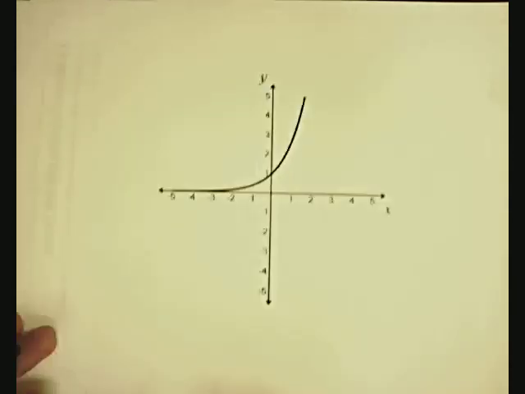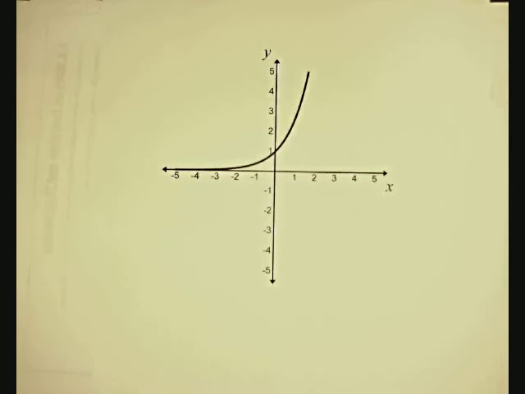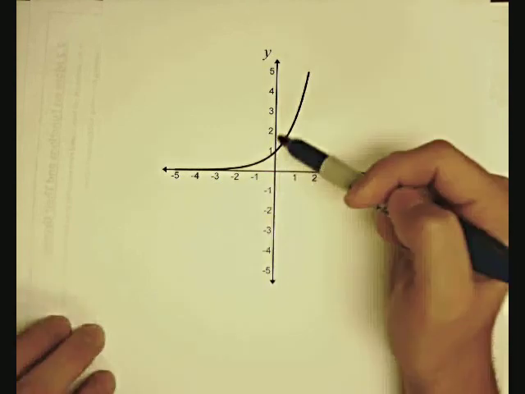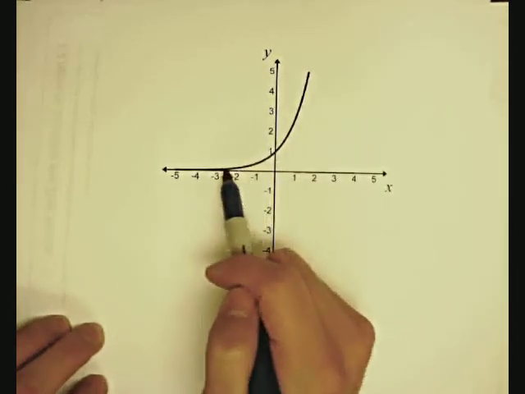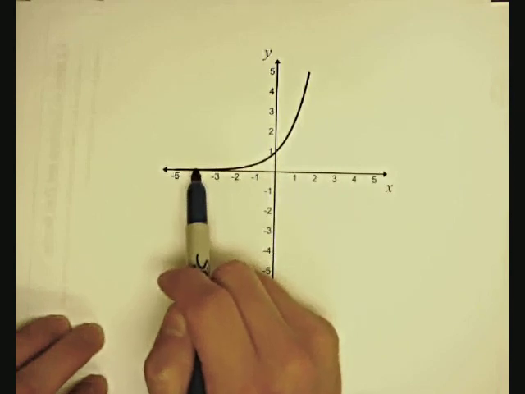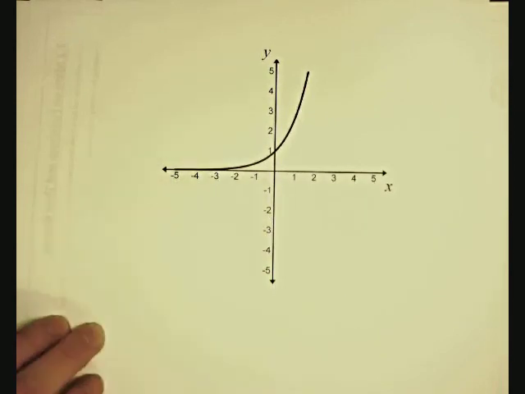In example 1b, you have this function. And again, the idea is you want to determine, are there any places that we can draw a horizontal line and hit this graph more than once? Well, here it just increases, and here it decreases and slowly flattens out, but it never becomes horizontal. It slowly gets closer and closer to the x-axis.